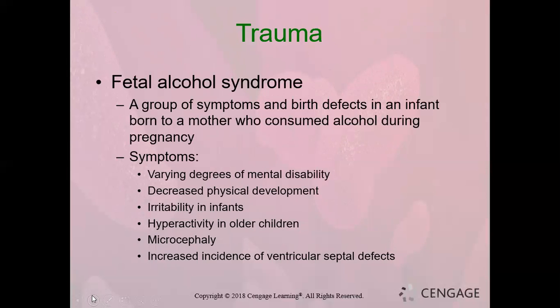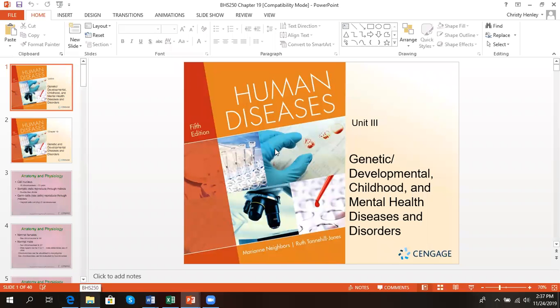Fetal alcohol syndrome is a group of symptoms and birth defects in an infant born to a mother who consumed alcohol during pregnancy. There is a certain stage in pregnancy, I think, when this is higher risk. I can't remember exactly what it is, but there are varying degrees of mental disability, and they do have some facial features that are a little bit different. And that's all on that one.